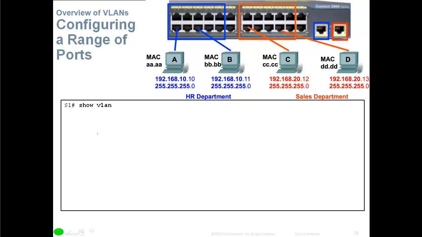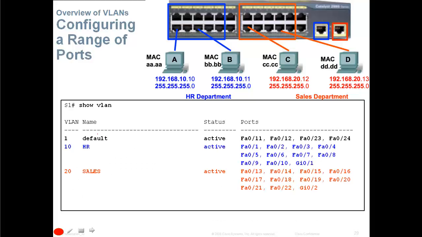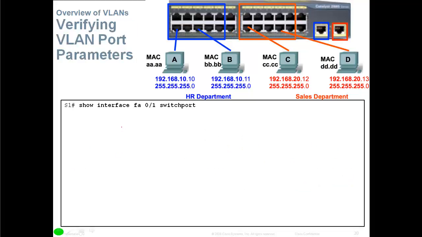Okay. Then when we want to confirm, we say show vlan. We can see ports 1 till 10, and then Gig 0/1, are on VLAN 10. Ports 13 to 22 and Gig 0/2 are on VLAN 20. Ports 11, 12, 23, and 24, these two ports here, this one, sorry, is red. This one is still on VLAN 1.